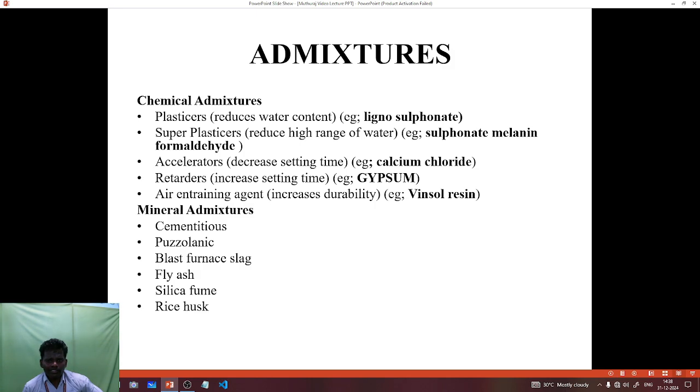The most important chemical admixtures are plasticizers, which reduce water content, for example lignosulfonate; superplasticizers, which reduce water to a high range, for example sulfonated melamine formaldehyde; accelerators, which decrease setting time, for example calcium chloride; retarders, which increase the setting time, for example gypsum; and air entraining agents, which increase durability, for example vinsol resin. The mineral admixtures are cementitious and pozzolanic materials: blast furnace slag, fly ash, silica fume and rice husk.